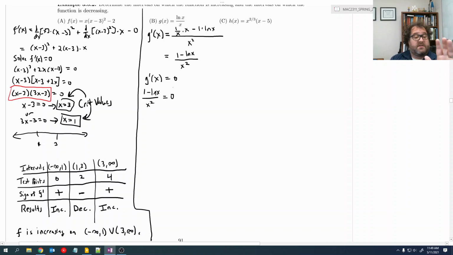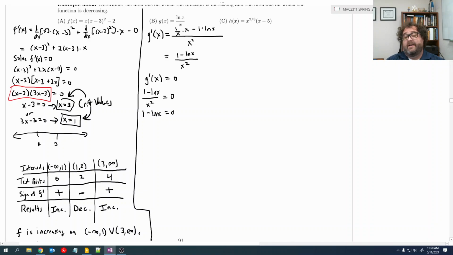Now remember, I've said this many times, we have a quotient set equal to 0. The only way a quotient can be 0 is if the numerator is 0. So all we have to do is consider 1 minus natural log x equals 0. And now we have a pretty straightforward logarithmic equation to solve.